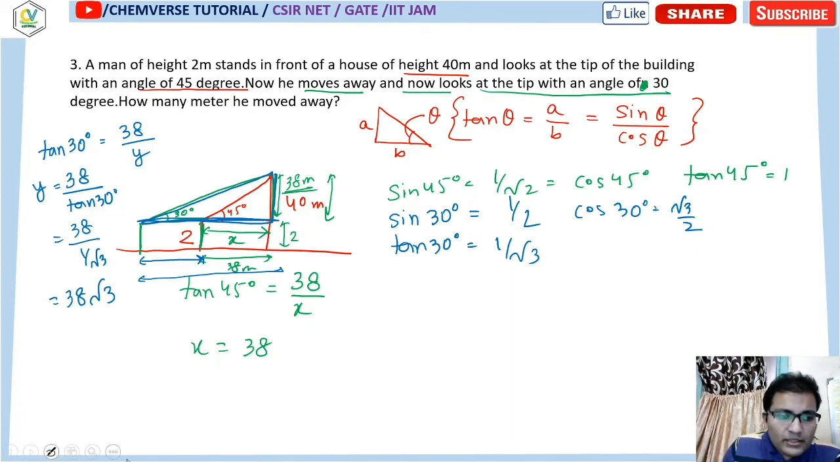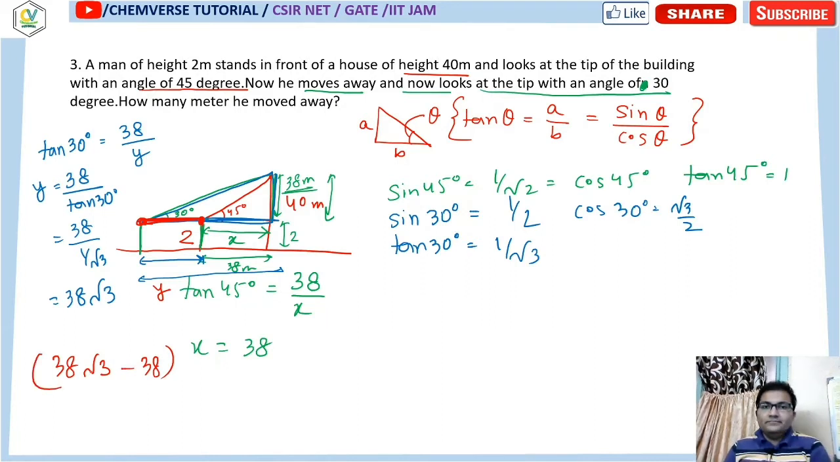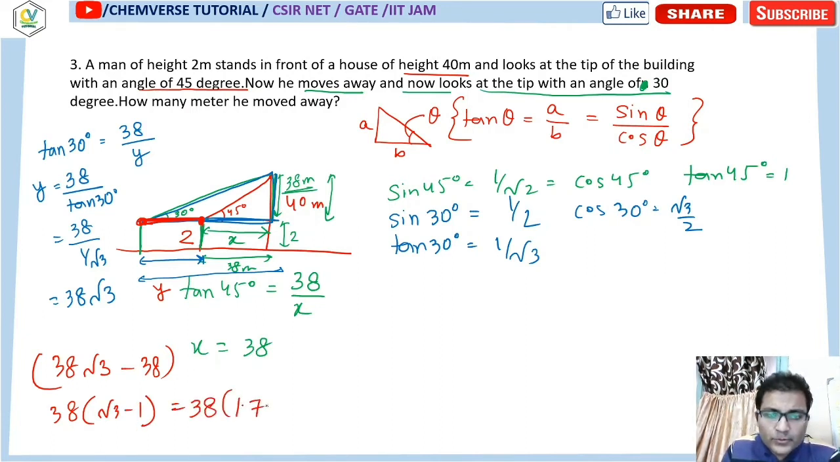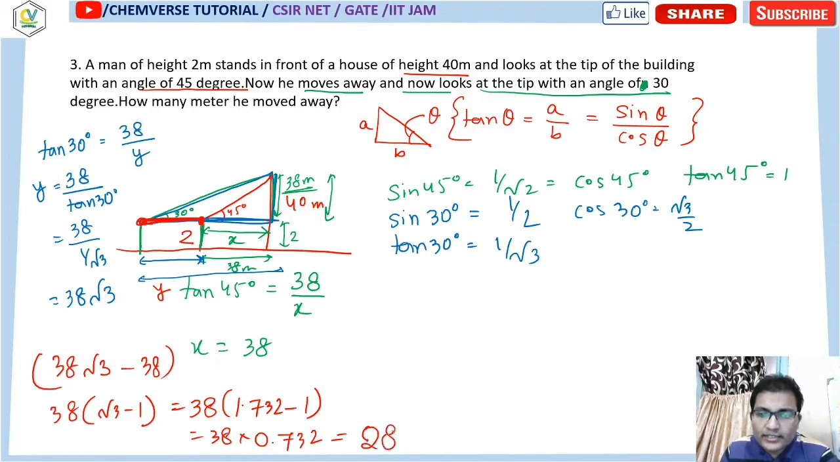Now if we consider the figure, you can easily say what the distance between this point and this point is, because overall y is 38 root 3 and the initial distance was 38. So this is your answer. If you take the common of 38, it will be root 3 minus 1. Put root 3 as 1.732, minus 1, so 38 into 0.732, so it will be approximately 28. So this will be your answer of this question. Pretty simple, but it's a bit lengthy.